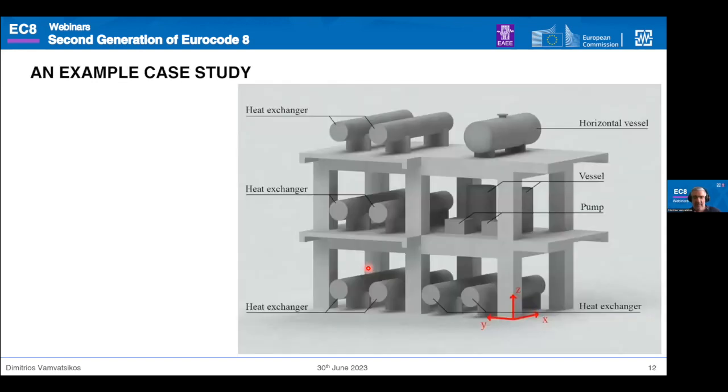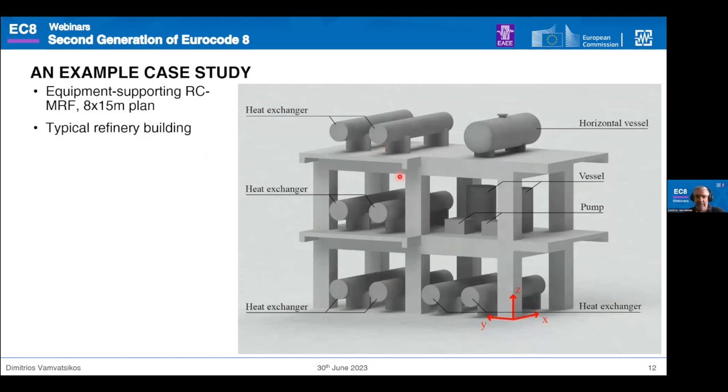Now, to make this a little bit more substantial, I'm going to show you a brief example of a case study we've tried. And this is an equipment supporting reinforced concrete moment resisting frame. The plan is about 15 meters this way, about 8 meters this way. Very simple. It's a typical refinery building. And we've put some horizontal vessels, heat exchangers, a vessel, a pump, just to have fun. Now, of interest, of course, is the first and the second floor.